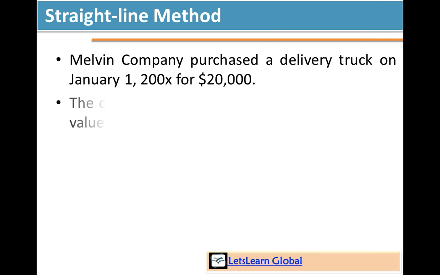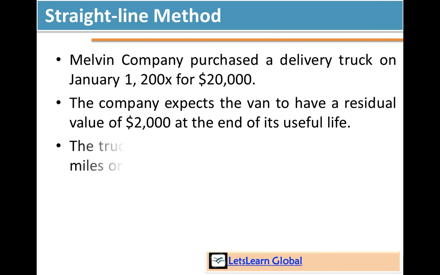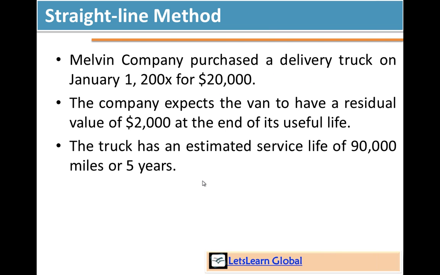We purchased an asset on January 1st for 20,000. Residual value is 2,000 and estimated life is 90,000 miles or 5 years. So let us take years. What is the amount of depreciation per year? 20,000 minus 2,000 divided by 5 years. 3,600.